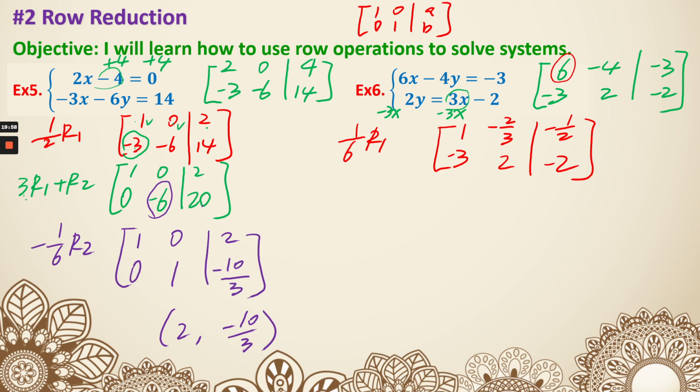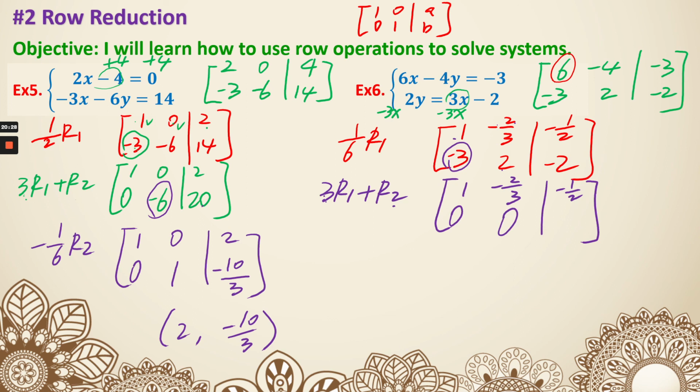Now it's time to get this into a 0. So time to do times row add. So multiply the first row by the opposite number, which is 3. So 3r1 plus r2. That means my first row stays. 1, -2/3, and -1/2. My second row, everything is going to be added from the number we got in the first row. 1 times 3 is a 3, plus -3 is a 0. -2/3 times a 3 is a -2, plus a 2 is a 0. -1/2 times 3 is -3/2, plus a -2 is going to be a -7/2.